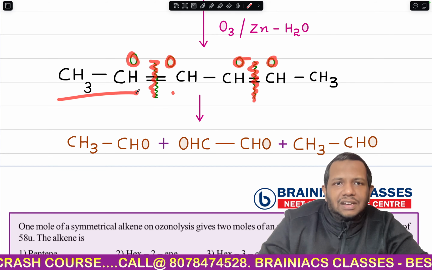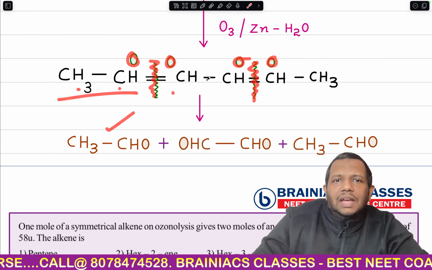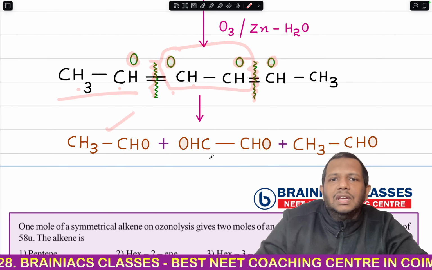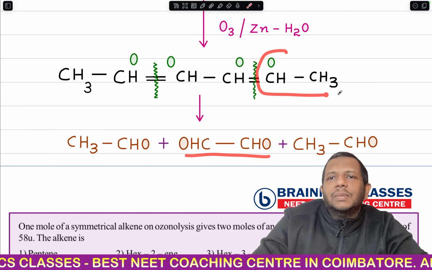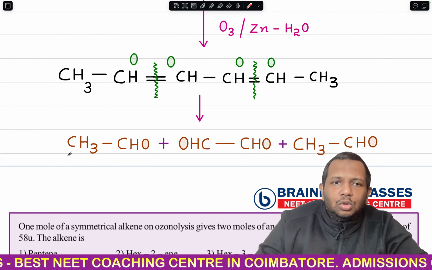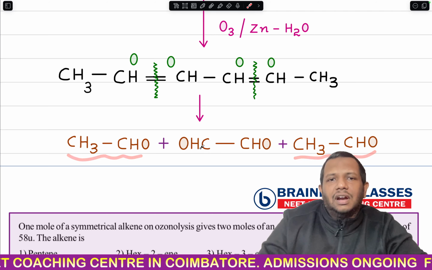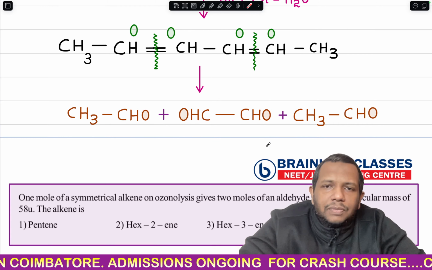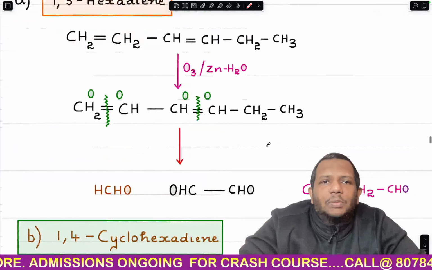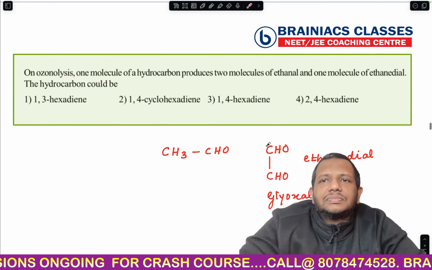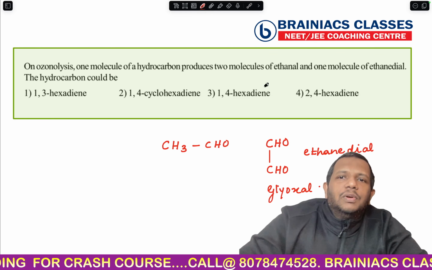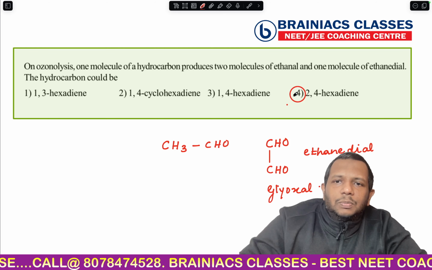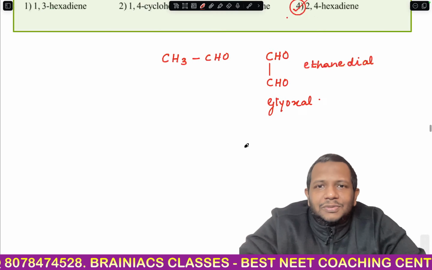So this is becoming ethanal, CH3CHO, correct? And this is becoming glyoxal, CHO, single bond, CHO. And the last one is also becoming ethanal. So that means you are getting 2 molecules of ethanal and 1 molecule of glyoxal or ethane 1,2-dial. Clear? So option D would be my correct answer. I hope you know how to do this question clearly. Yes. Super. Now let's go to the last question for the day.